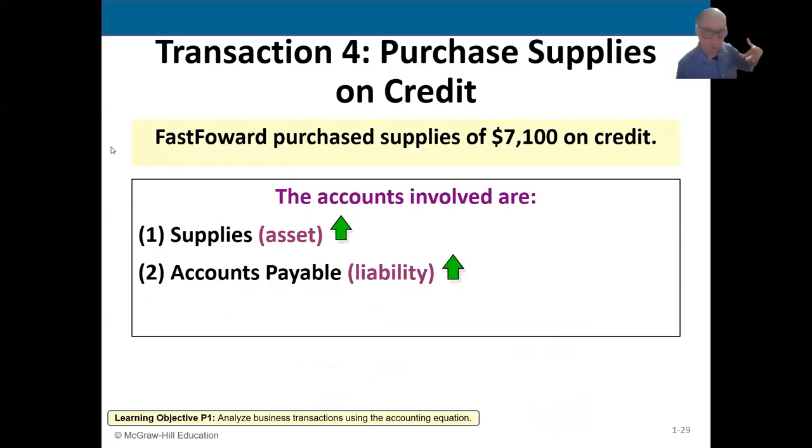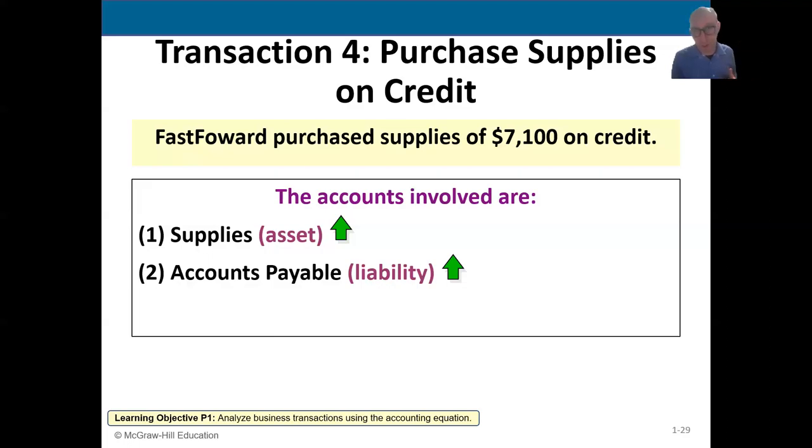Fourth transaction. We purchased more inventory from our suppliers for $7,100. But instead of using cash, we purchased it on account, or on credit. Same thing. What that means is I'm going to pay my vendor later. I purchased my inventory, and I'm going to pay them later. So I purchase it through accounts payable.